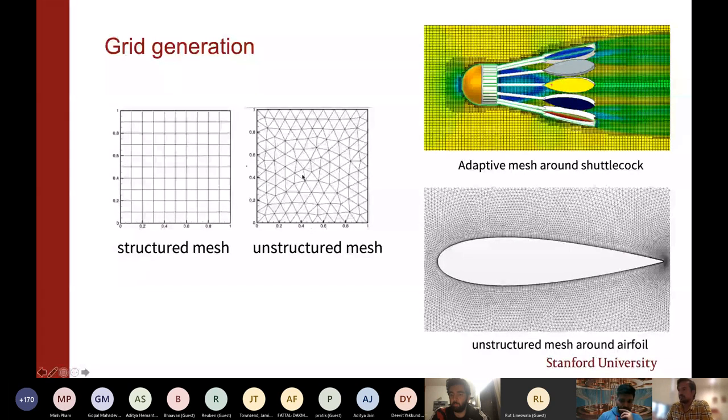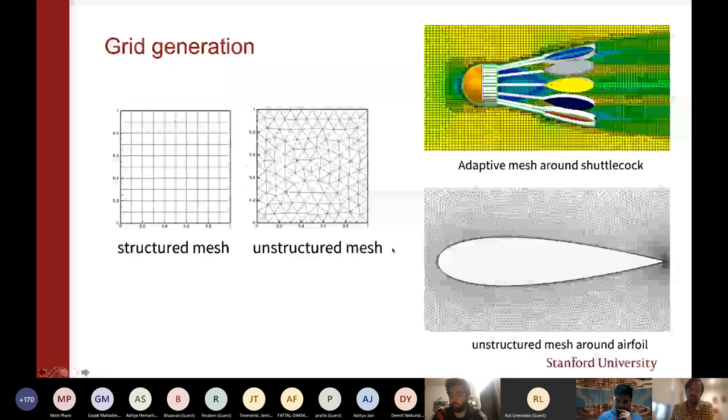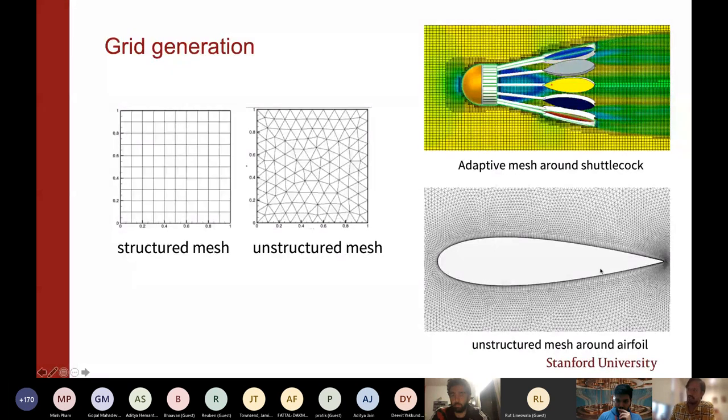The unstructured mesh is used for more complex looking bodies. For example, you have a shuttlecock here on the right, and also an airfoil. An airfoil is a cross section of a wing of an aircraft. And you can see that if you use a Cartesian grid here to approximate this boundary, you need to use very fine grid points. So this is an adaptive mesh. The mesh size changes in the domain, and it's a good thing because you want to capture what is happening in this wake region.